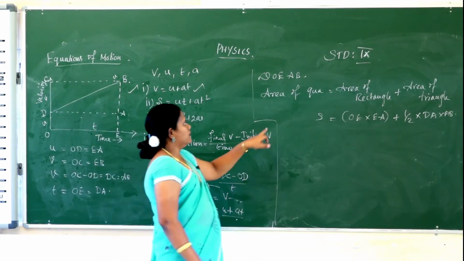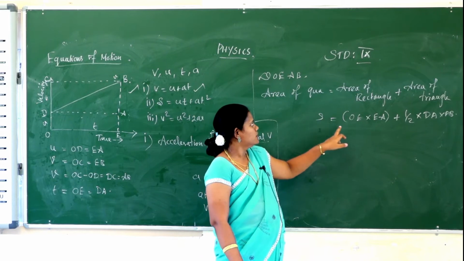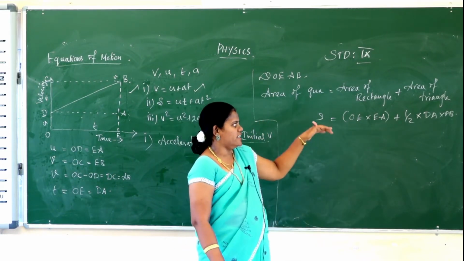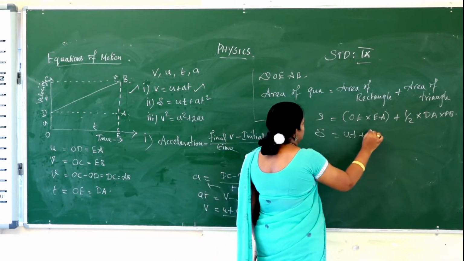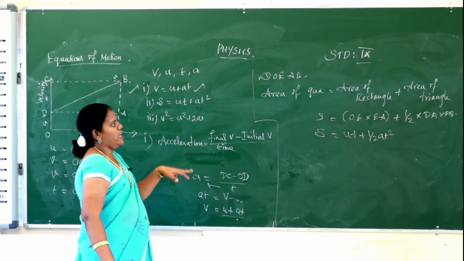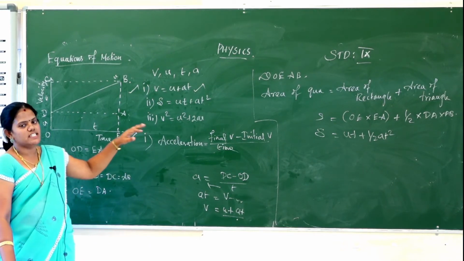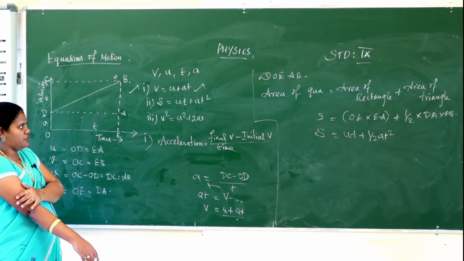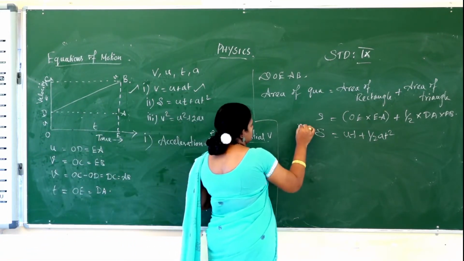The area of the quadrangle S is considered as the distance. So S is equal to area of the rectangle plus area of the triangle. Substitute the OE, EA, DA, AB values, and we will get S is equal to ut plus half at square. This is the second equation of motion.